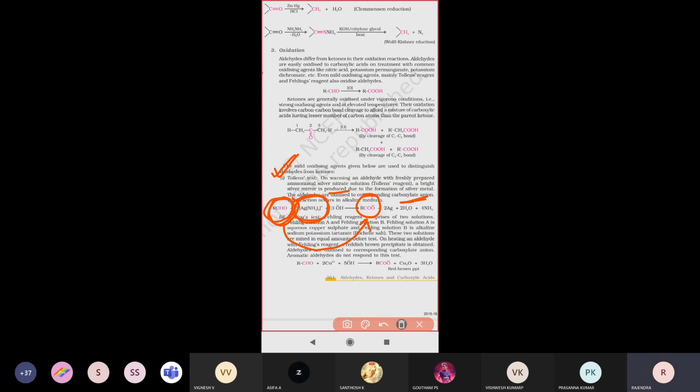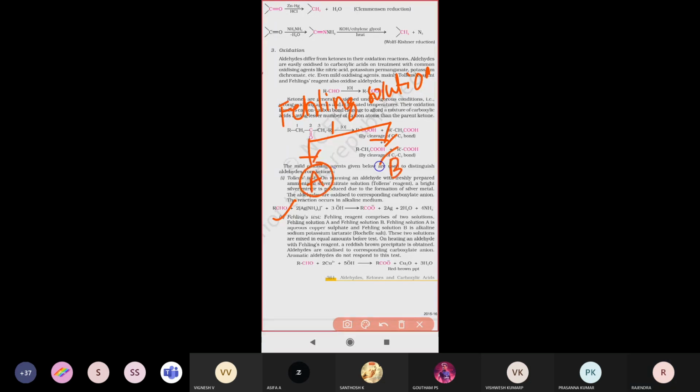Right, next one, see there. Fehling test. In the Fehling test, Fehling solution is classified into two types: Fehling solution A and Fehling solution B. A solution and B solution will be present.